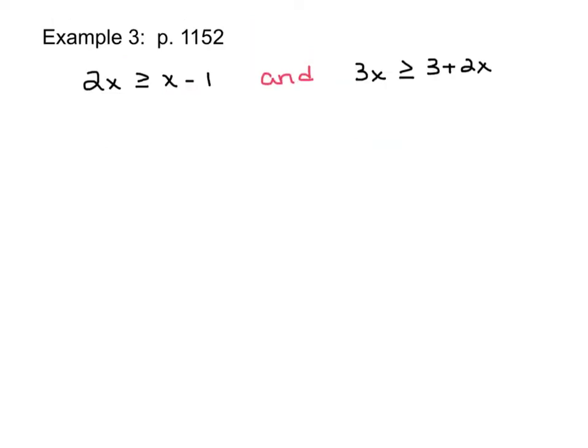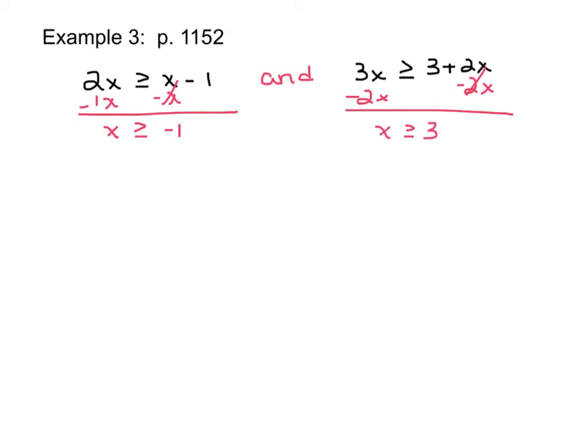For example 3, we have 2x is greater than or equal to x minus 1, and 3x is greater than or equal to 3 plus 2x. So remember, step 1 is to solve each inequality separately. So I'm going to subtract 1x from both sides. So 2x minus 1x is just 1x is greater than or equal to negative 1. And then on the next one, I'll subtract 2x from both sides. So 3x minus 2x is 1x is greater than or equal to 3.